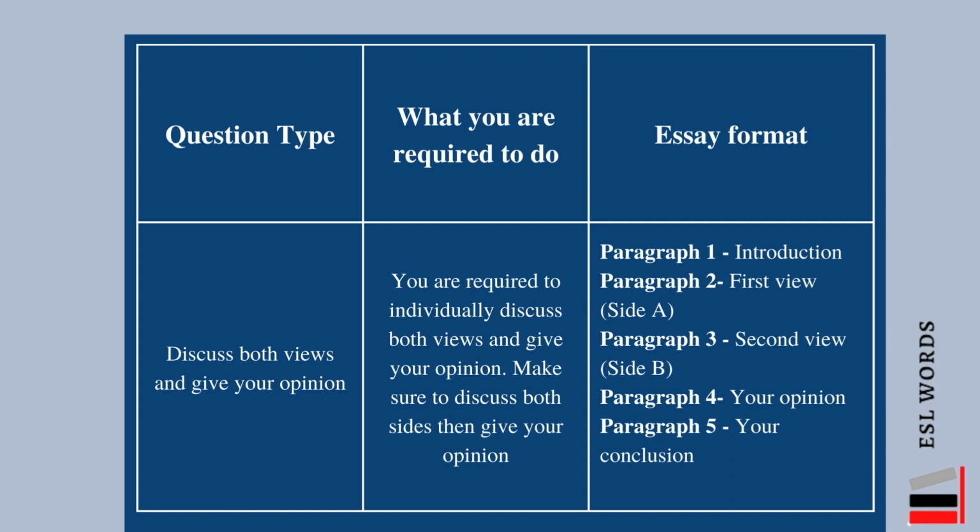If you are given a question type that asks you to discuss both views of a particular topic and give your opinion, you are being asked to discuss both views and then give your opinion. So the breakdown of this essay type should look like this: in the first paragraph, you should include an introduction. The second paragraph, you should include your first view or your first main idea, side A. Then in the third paragraph, you need to include a second view, which is the second side. The fourth paragraph should be your opinion, concluding with your fifth paragraph, which is your conclusion.